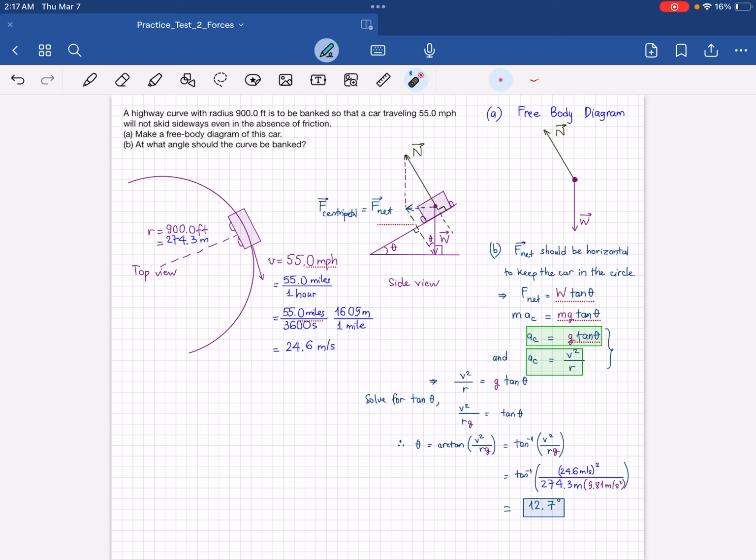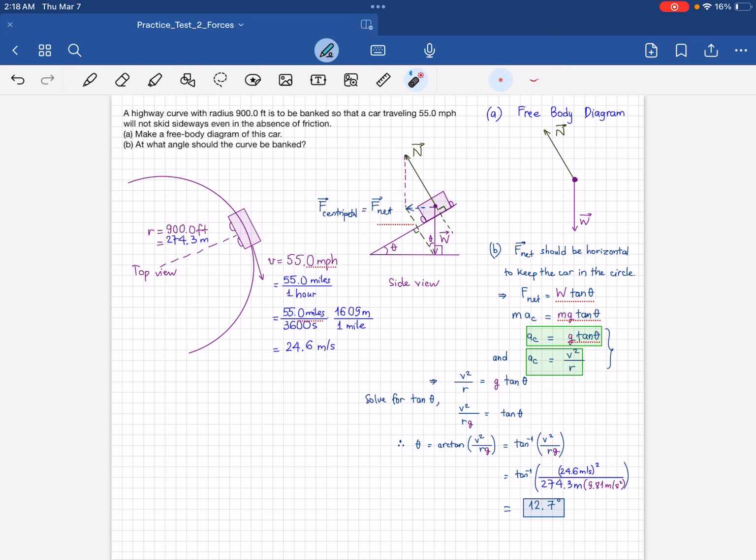So let's see. Here we have a highway curve, and the car is driving along this curve. The curve is part of a very huge circle, and the radius of that circle is about 900 feet. If we convert it into meters, that will be around 274.3 meters. That's really huge, right? The car travels at a speed that is not too slow, not too fast.